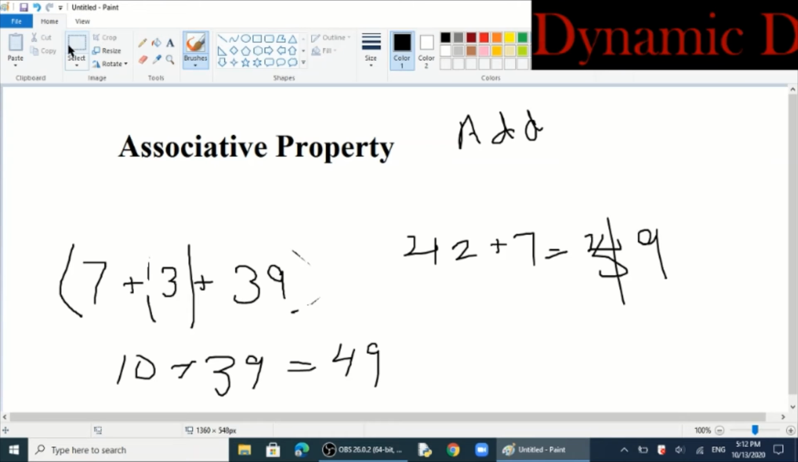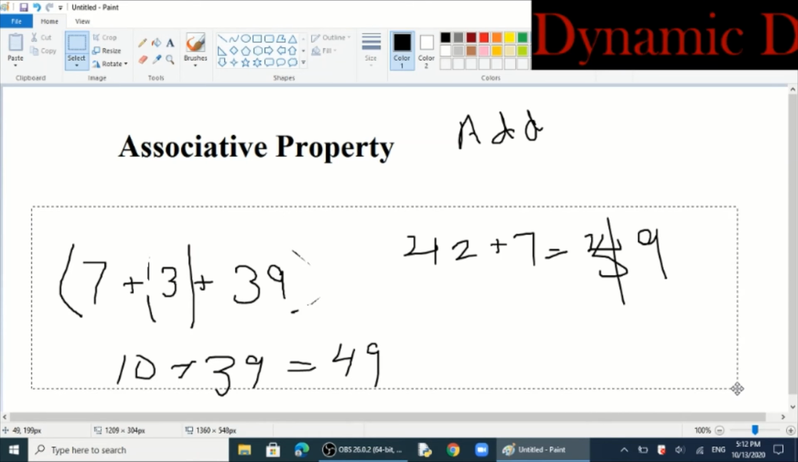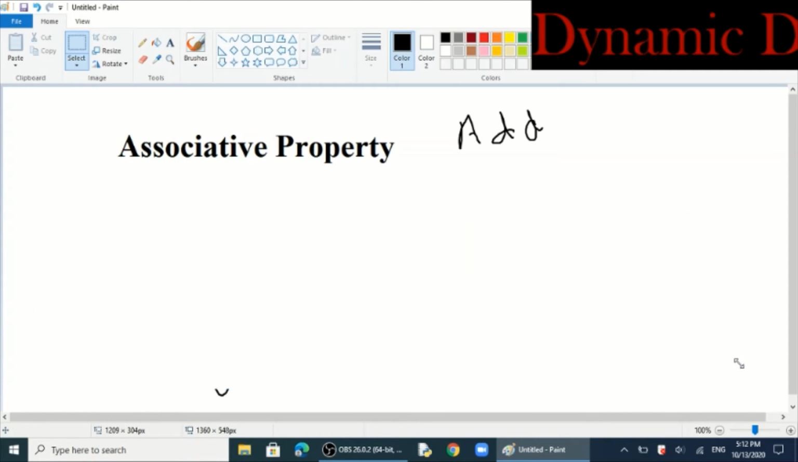Okay? So now let's talk about multiplication. And multiplication, like I said, works the same way. This does not work that much with division and subtraction, but yeah. So multiply. Okay? So let's do some multiplication.